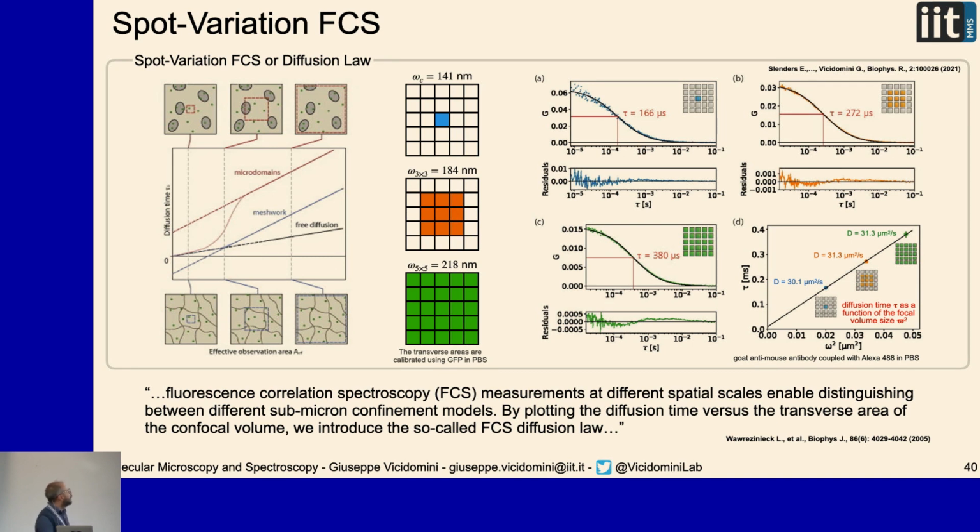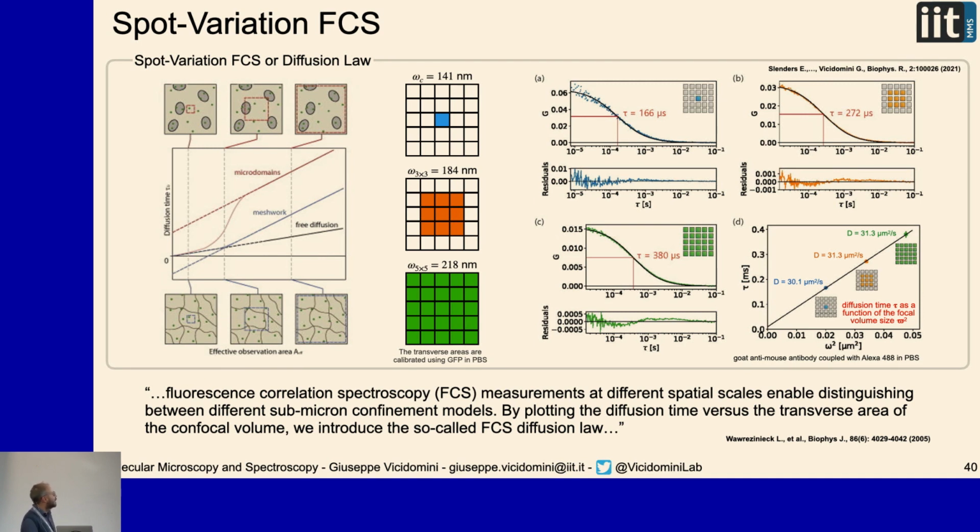which is called diffusion law or spot variation FCS, fluorescence correlation spectroscopy. Since I can collect the light from the 25 elements at the same time, I can analyze the data only in a subset of these positions. So if I take, for example, the central element, or the 3 by 3, or the 5 by 5, I end up with 3 different detection volumes of increasing size. And there is a study that is called the diffusion law.